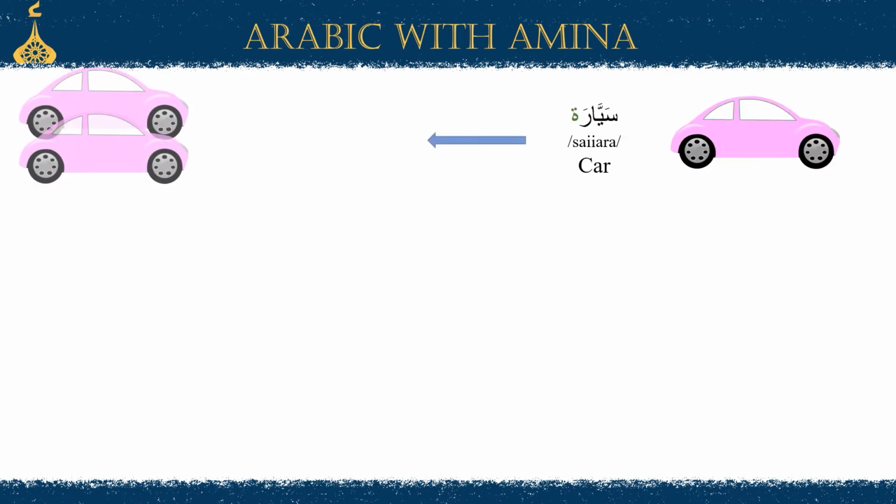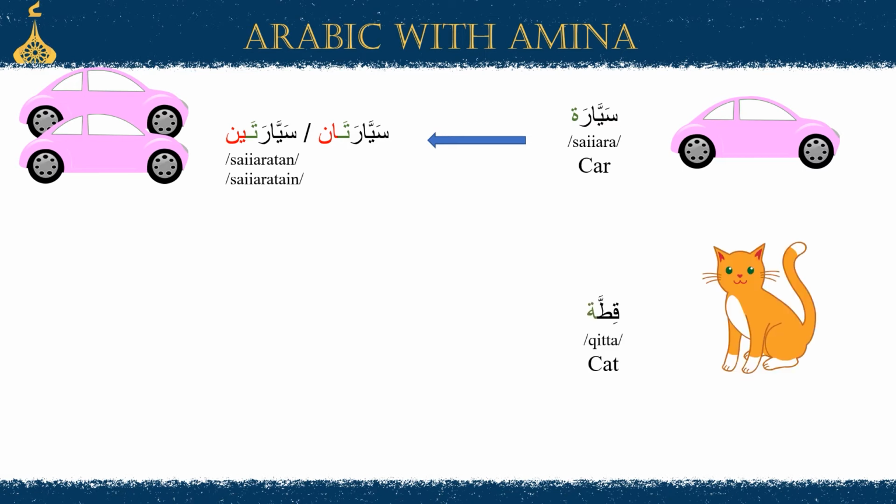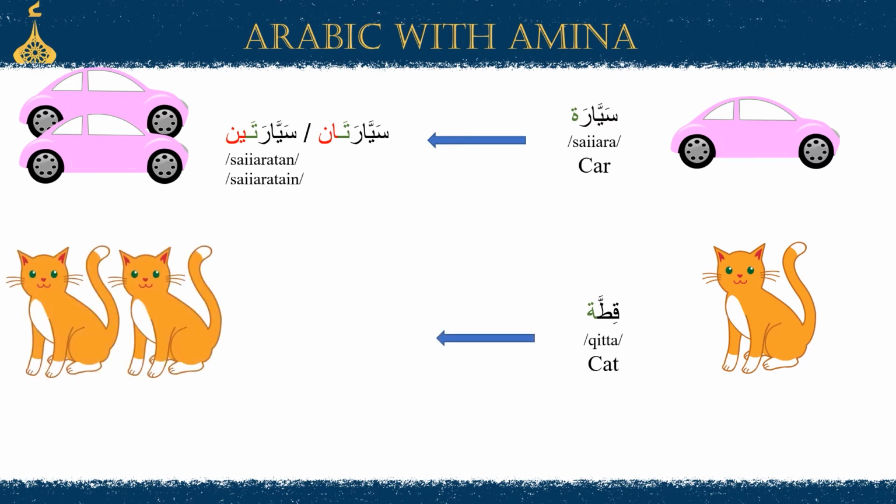So let's apply this to a couple more examples. We'll start with the word car, sayyara, and we want to say that there are two cars. So we're going to say sayyaratan or sayyaratain. Again, qitta, cat. Two cats would be qittatan or qittatain.